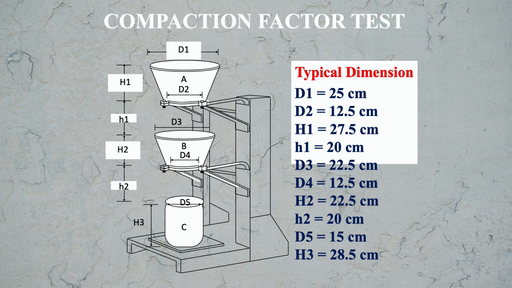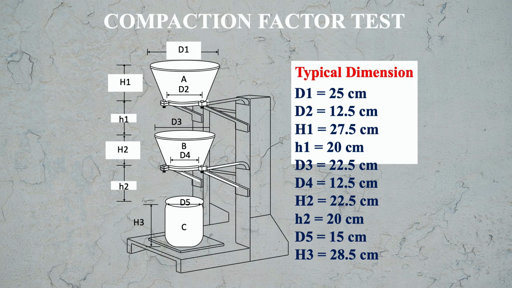So the dimension of the first hopper: the top diameter is 25 cm, the bottom diameter is 12.5 cm, and the height of the hopper is 27.5 cm. And the gap between the first hopper and the second hopper, H1, is 20 cm.